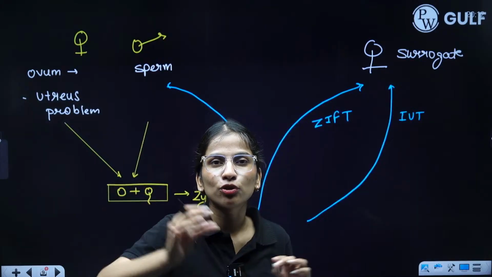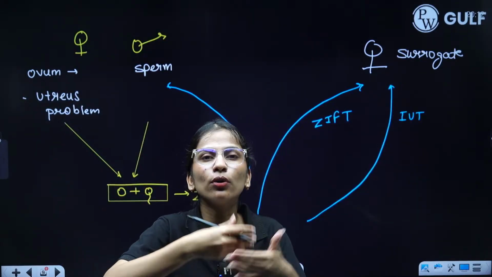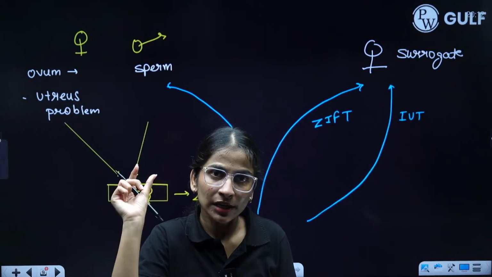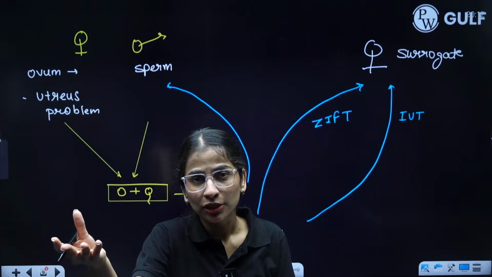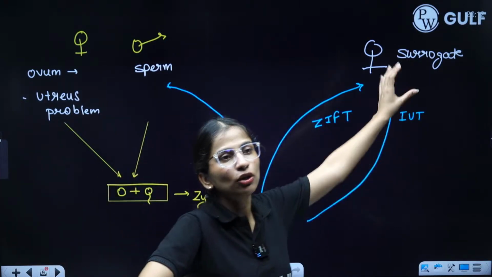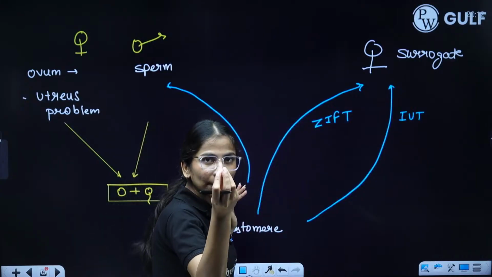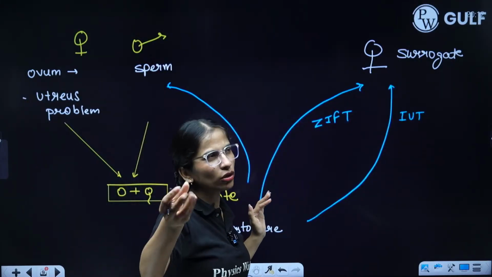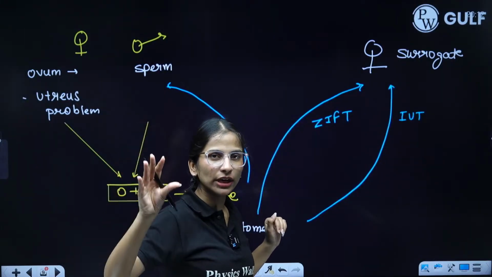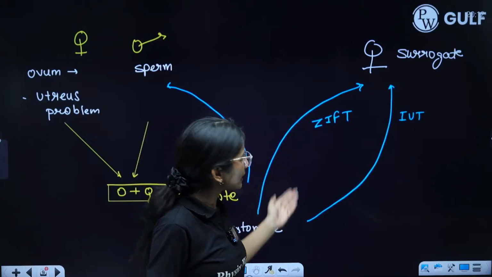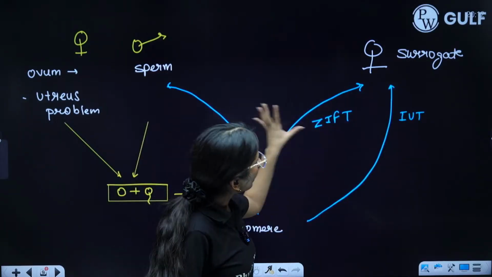Now the uterus is supposed to be the site of the entire growth of the baby for the next 9 months, so that cannot occur over there. So we will choose a surrogate mother with a normal uterus, and we can transfer the ready-made embryo. No, we will not call it embryo, we will call it embryo only after implantation. We will transfer the zygote or the cell mass directly.